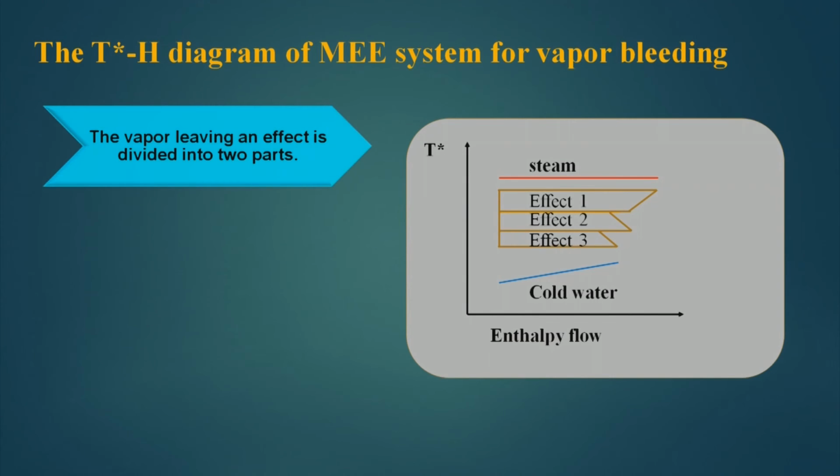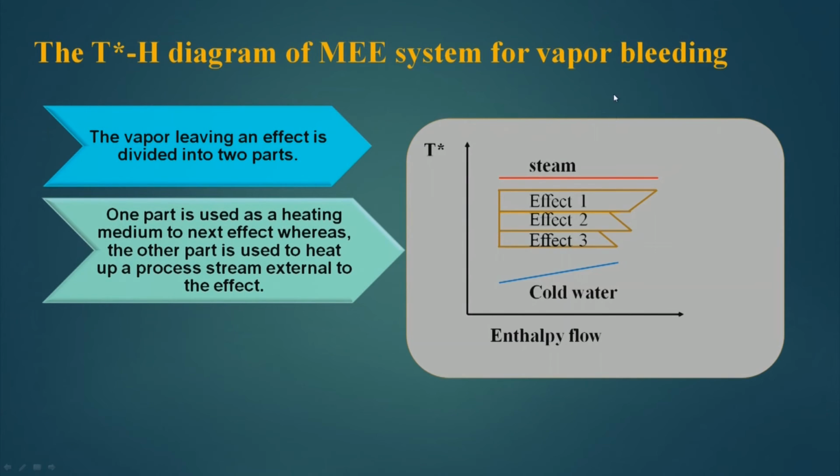Now, if it is a vapor bleeding, then it will look like this, because some of the heat which is available here, a part of it which starts from here to here is being taken as bleeding stream. So, the complete enthalpy is not passed from 1 to 2 and 2 to 3, because I am drawing some vapor from 1 as well as 2. So, the vapor leaving an effect is divided into two parts. One part is used as a heating medium to the next effect, whereas the other part is used to heat up a process stream external to the effect.